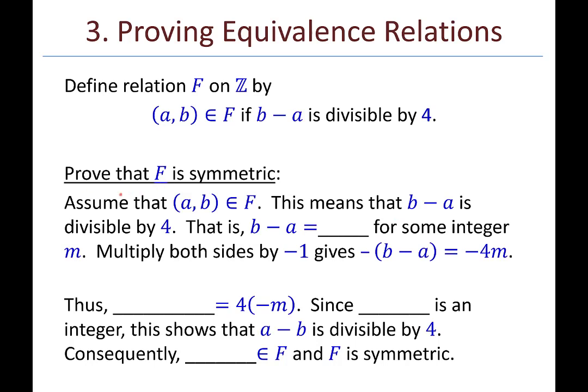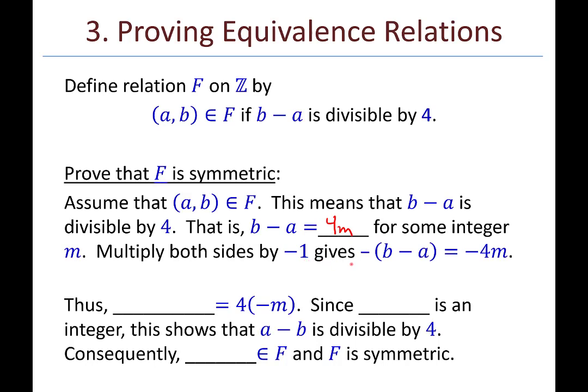Prove that f is symmetric. We assume that (a, b) is in f. This means that b minus a is divisible by 4. That's the definition. What is the definition of divisible by 4? That means that b minus a equals 4m for some integer m. Now, multiply both sides by -1. It's a little bit curious. Why in the world would I do this? But let's see where this goes.